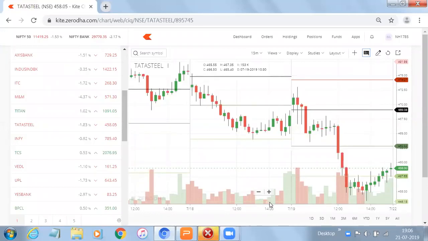Commodity is working fine. I have not traded in my life on the currency, so I don't know how it is working on the currency.